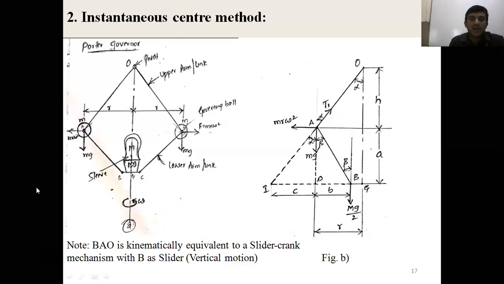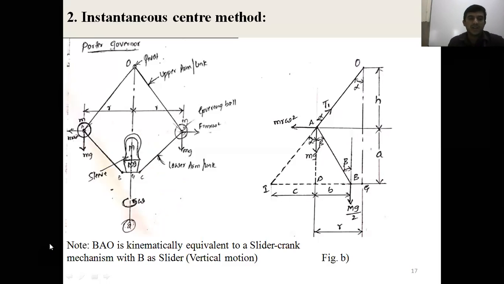Any doubt regarding this derivation? Usually they ask the derivation for either the Porter governor or the Hartnell governor. If they ask for the derivation for the Porter governor, the problem is on the Hartnell governor. Our derivation is on the Porter governor, so we may expect the problems on the Hartnell governor.